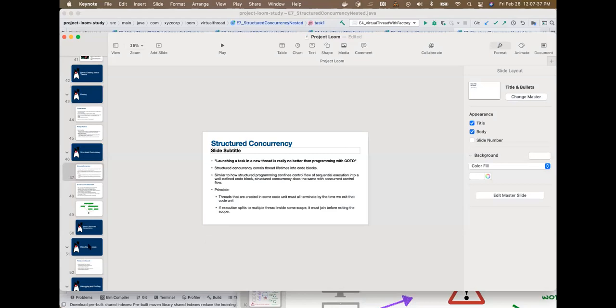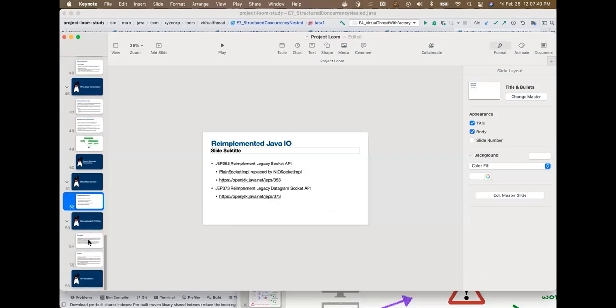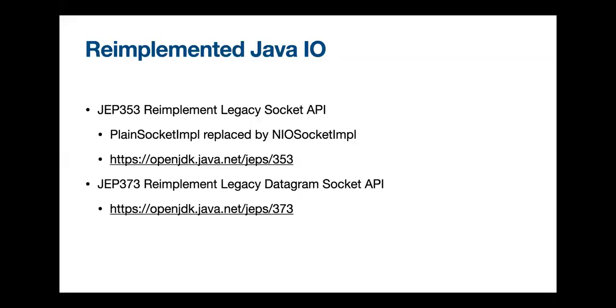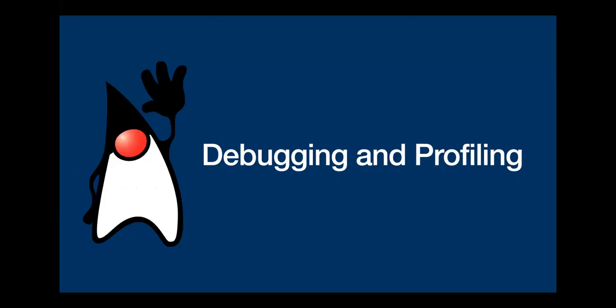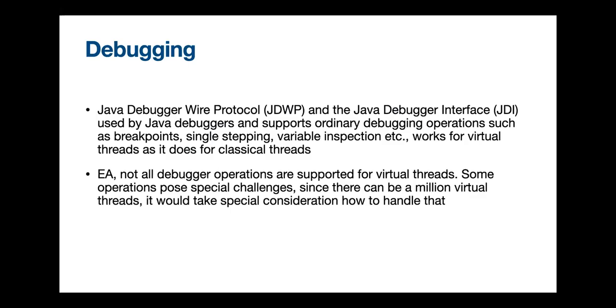All right. So just a last couple of items here then. Re-implemented Java IO. So they're going in and just changing the internals. Moving the furniture in the house without changing where the windows and doors are. So you still have the same interfaces, just behind the scenes.